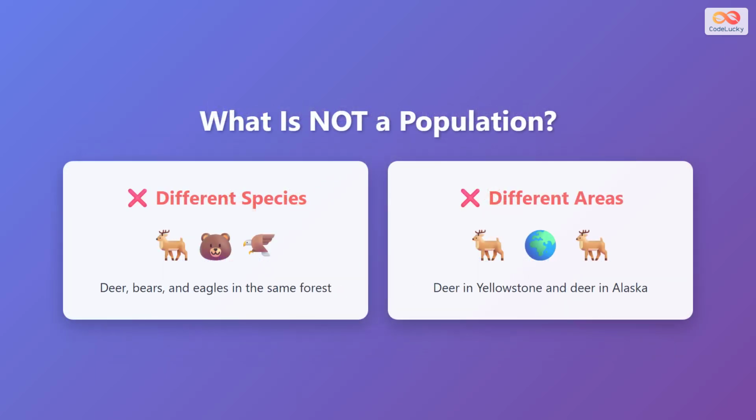It's equally important to understand what does not constitute a population. If you have deer, bears, and eagles all living in the same forest, they do not form a population because they are different species. Similarly, deer living in Yellowstone and deer living in Alaska do not form a single population because they are in different geographic areas, even though they are the same species.